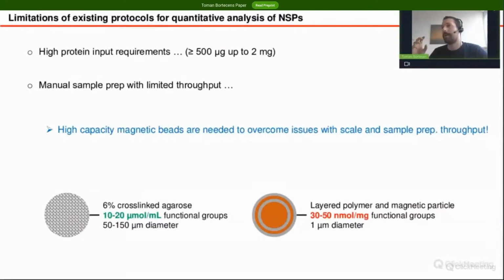Because of course we are limited by how many of these AHA containing newly synthesized proteins we can covalently bind to the beads. So in order to obtain our goal and streamline and optimize this enrichment procedure, we need to obtain a high capacity magnetic bead, which allows us to make these improvements.